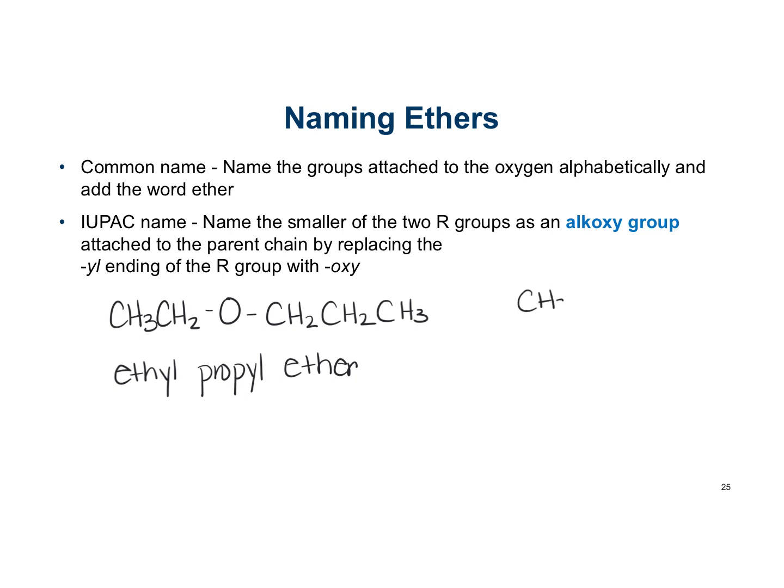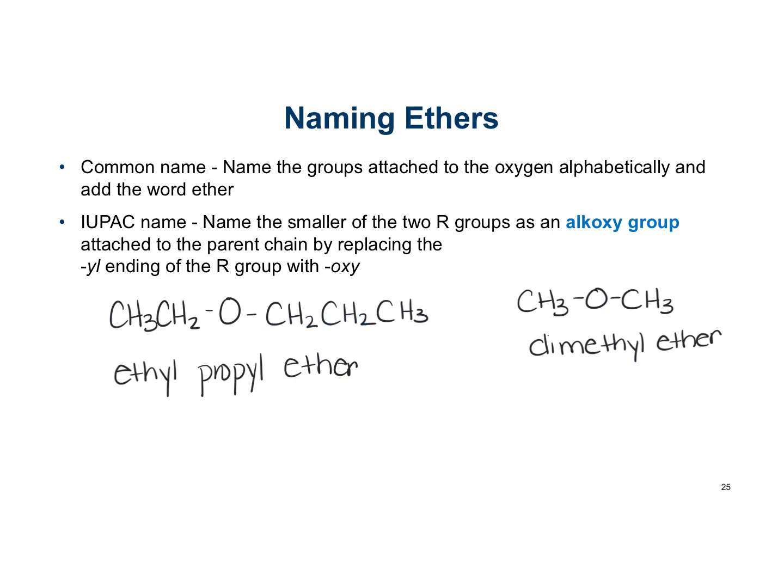If the two groups attached to the oxygen are the same, we use the prefix di. So this would be dimethyl ether. So these are those common names where we've just added the word ether. Now, if we're using the IUPAC system for ethers, one of the groups is called an alkoxy group, and it's the smaller of the two groups. So, for example, if we were to look at this same ether here, we would use the propyl, which is the longest group, as the parent chain.